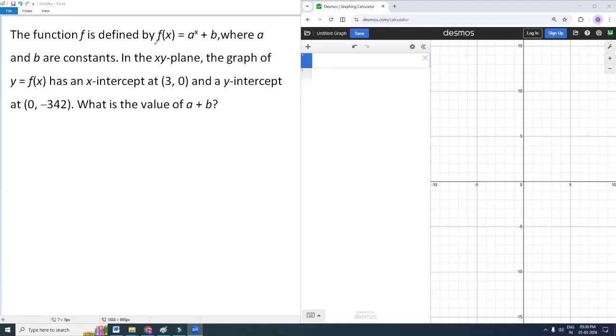The function f is defined by f(x) = a^x + b, where a and b are constants. In the xy-plane, the graph of y = f(x) has an x-intercept at (3, 0) and a y-intercept at (0, -342). What is the value of a + b?